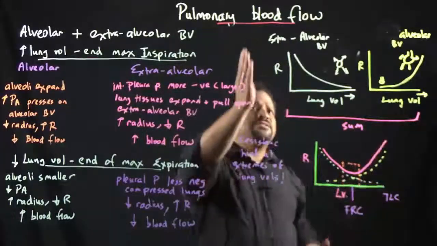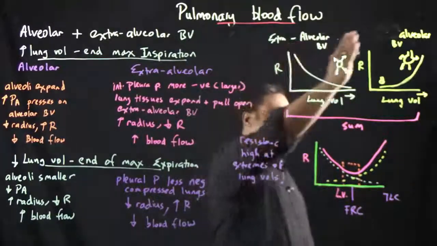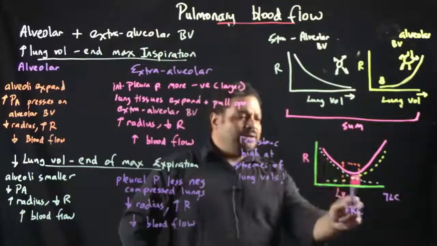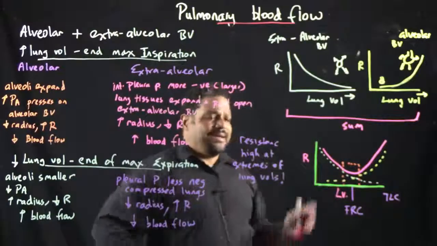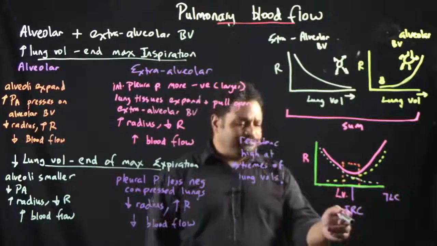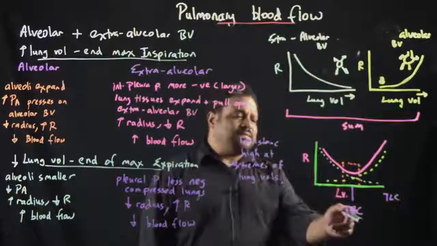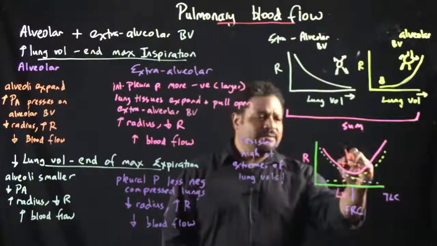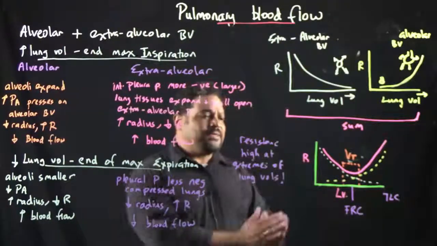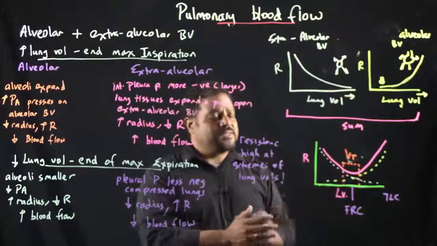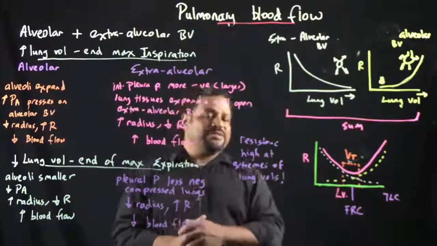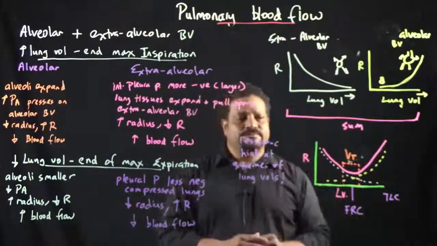So let's sum these two resistances from the extra-alveolar and the alveolar blood vessels together. When we sum them together, we find a curve shaped like this, where the resistance is high at extreme lung volumes, with the lowest part at the FRC, the functional residual capacity. I can point out that the tidal volume falls within approximately that orange square, and basically blood vessel resistance is lowest around the tidal volumes, and pulmonary vascular resistance is highest at the extremes of lung volumes.